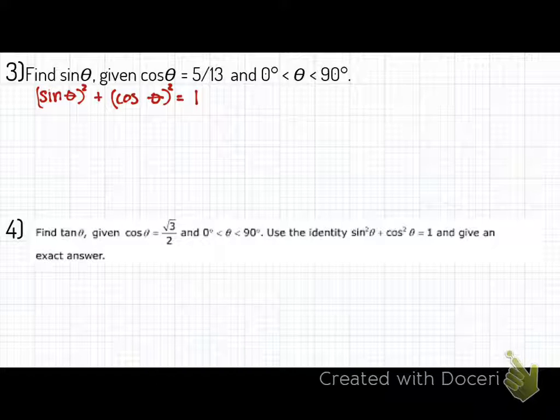So what information do we know here? What cosine of theta is? Good. Cosine of theta is what, everyone? 5/13. Good. What information is missing? Sine of theta. Okay, good. Sine of theta. So we're going to replace cosine of theta.